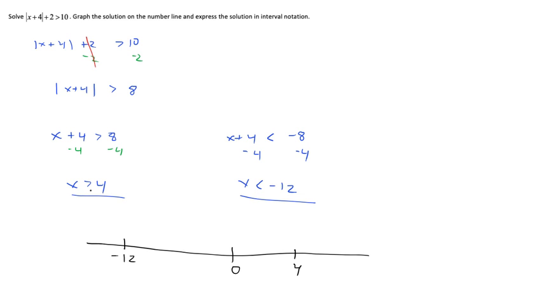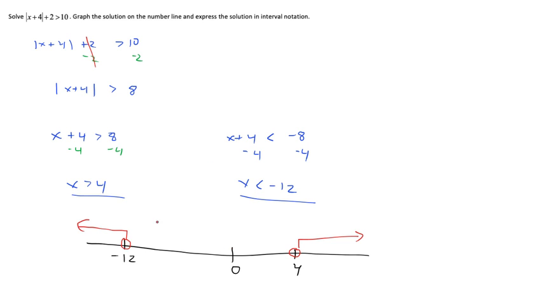So let's take a look. x is greater than 4. It's strictly greater, so I need an open circle on 4. We want to be greater than 4, so we go to the right. At negative 12, we want to be strictly less than that, so I'm once again going to put an open circle here. Because we're less than, we go to the left. So this is the solution on the number line.